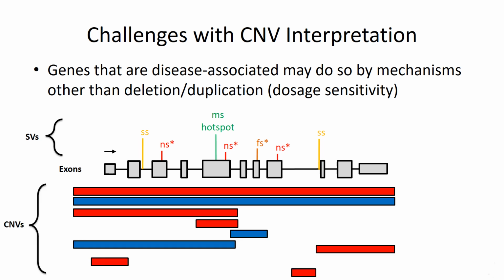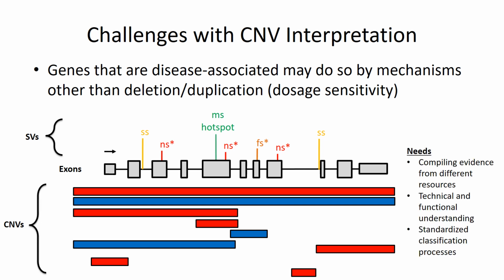Additionally, CNVs both encompassing entire genes, partially overlapping, or occurring within them can have differing effects, and so gene-level evaluation needs include compiling evidence from different resources, including both cytogenomic and molecular resources, understanding of technical limitations and functional effects of variants occurring within genes, as well as standardized classification processes.